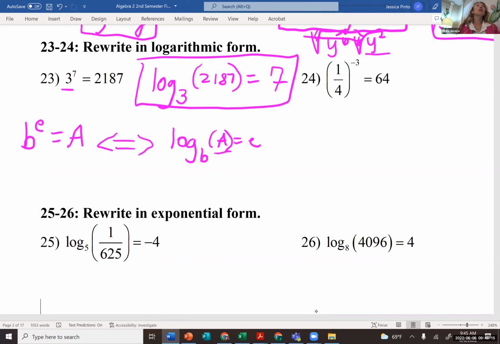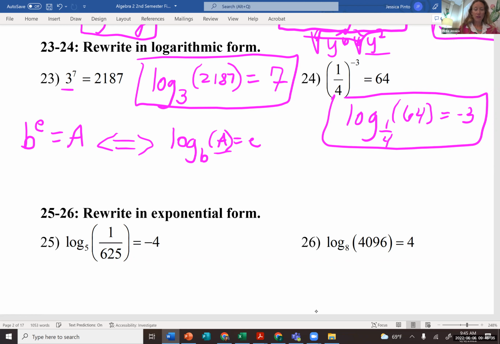With number 24, I'm going to do the same thing. So I see that the base is 1/4, the exponent is -3. The answer was 64. So that's going to change to log base 1/4 of 64 is equal to -3. Very cool.